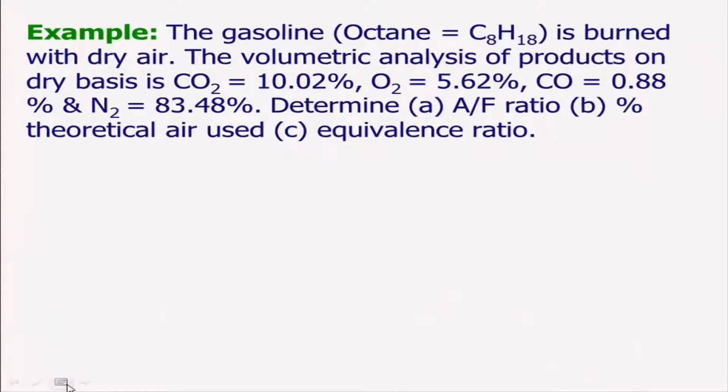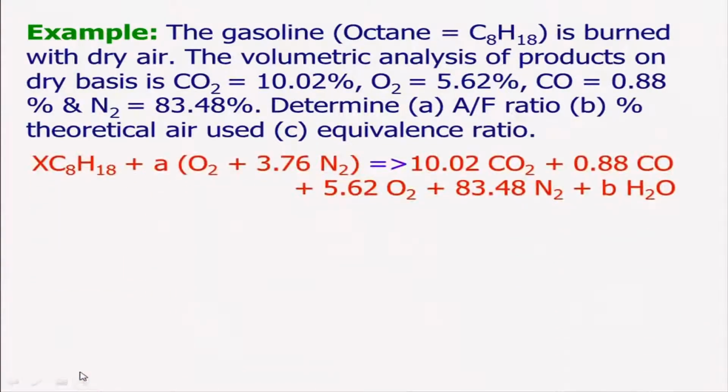And the volumetric analysis of the product on the dry basis is carbon dioxide 10.02%, oxygen 5.62%, CO 0.88% and nitrogen of course 83.48%. And determine the air-fuel ratio, and we will have to find out the percentage of theoretical air used and the equivalence ratio.